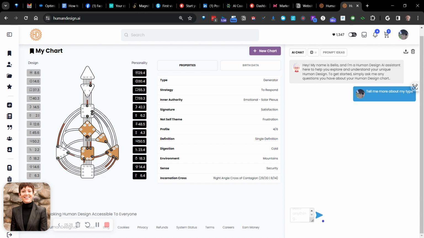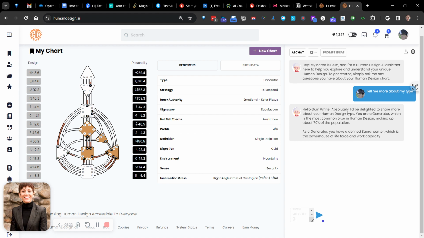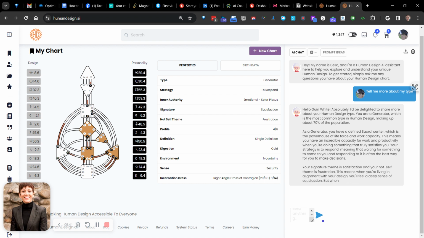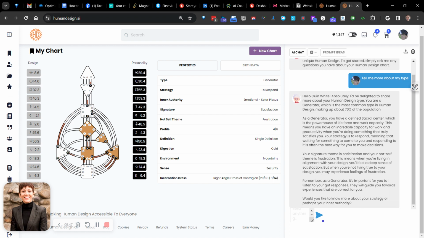And Bella will take a moment and she'll respond, absolutely. I'm delighted to share more about your type. And you can learn about your human design type. I happen to be a generator, so she's telling me about the generator type. Just FYI, about 35% of the world's population are generators.